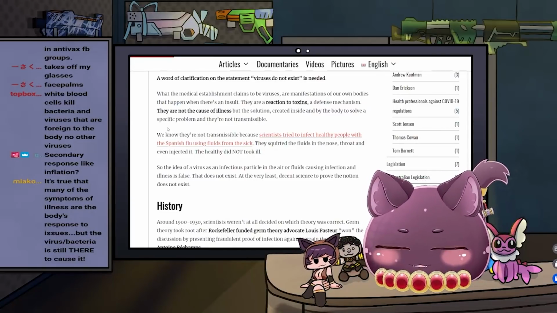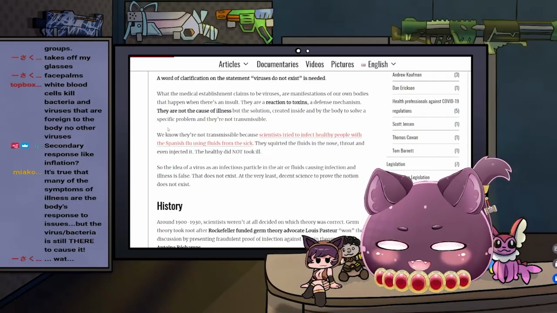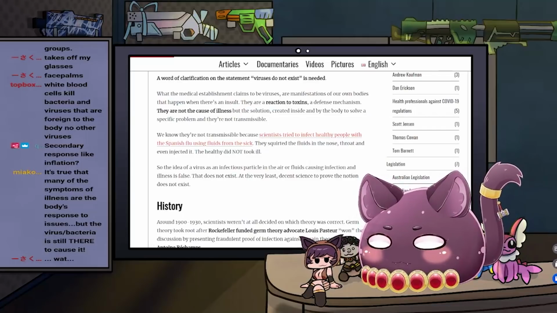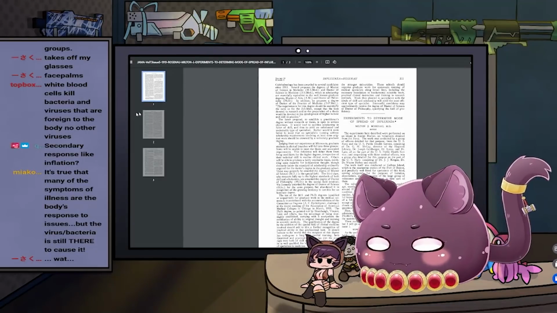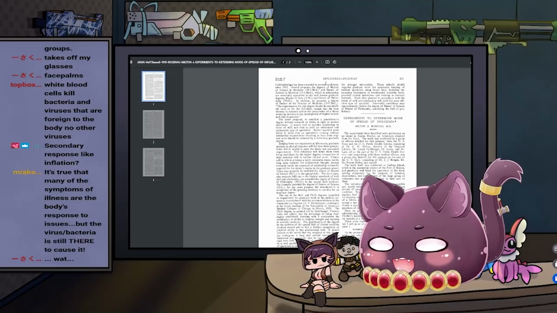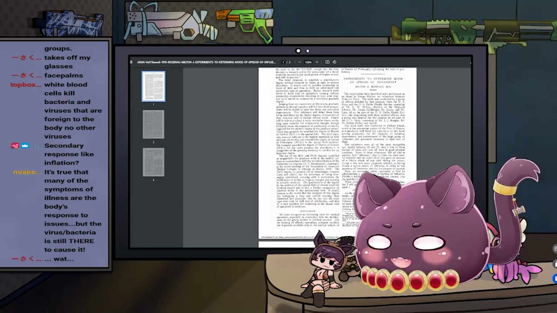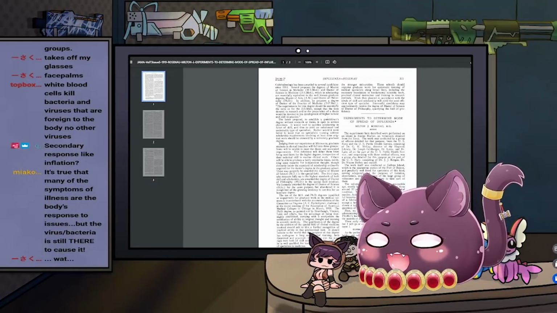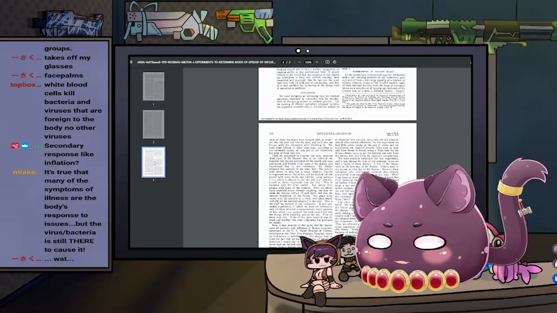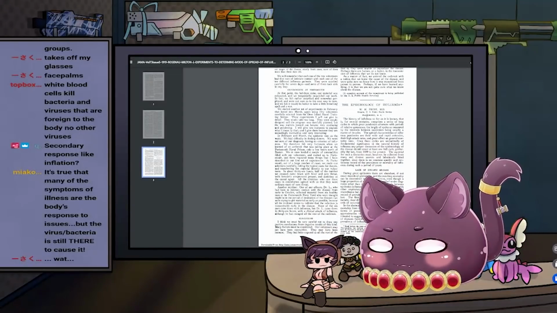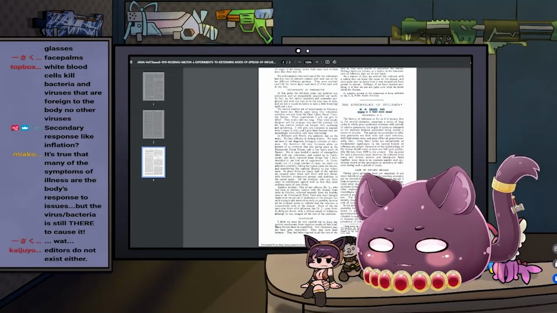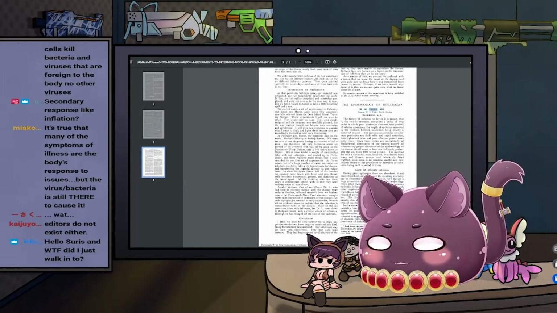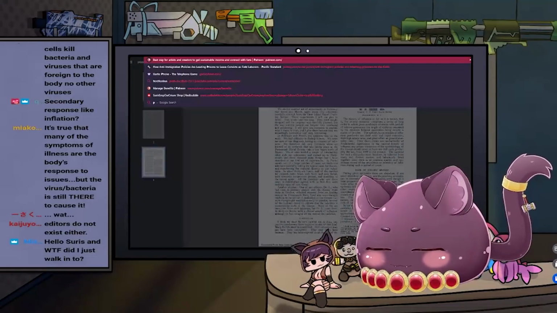Do you have an editor? Please tell me you have an editor. Also, let's see what their source is for this. Okay, so we have here experiments to determine mode of spread of influenza. Let me go ahead and see here. Okay, so this is from W.H. Frost, surgeon, U.S. Public Health Service. Let's look up this incident here.